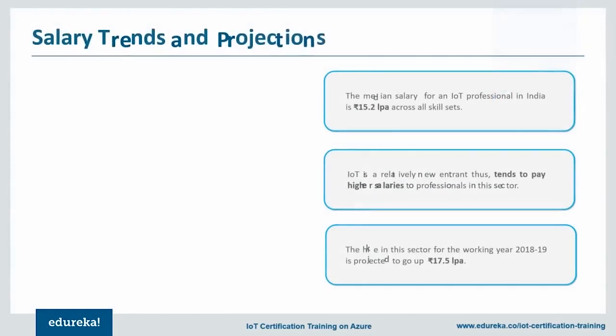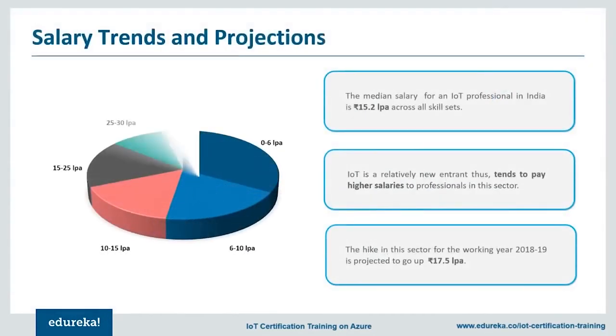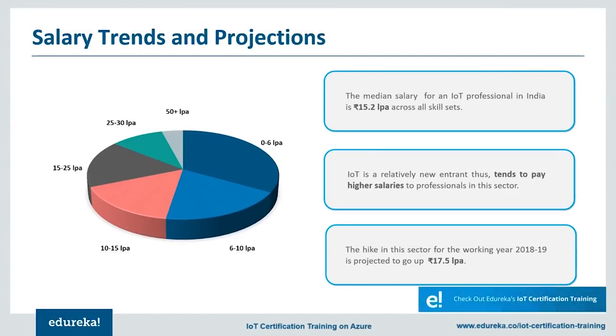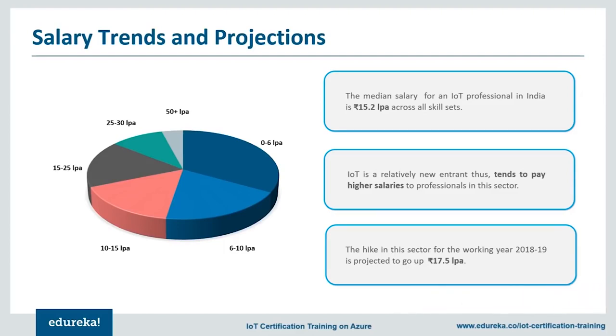Now, the median salary of IoT professionals is 15.2 lakhs per annum, which is according to the 2017 study. This figure, compared to the 8.65 lakh per annum in the IT sector, gives about 76% more to IoT professionals. IoT being a relatively new entrant, professionals in this area are commanding higher salaries. This number is predicted to go up as much as 17.5 lakh by 2019.